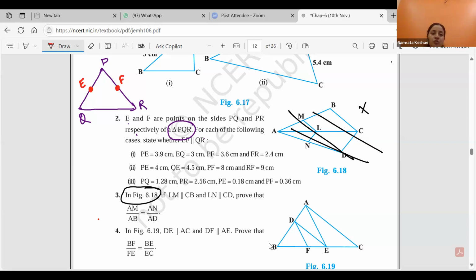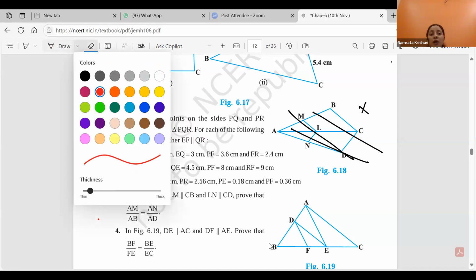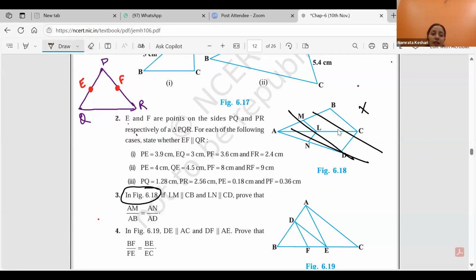For each of the following cases, state whether EF is parallel to QR. That means these two are random points, and you have to state whether it is parallel or not. And EF, we are joining them. A random point E is there and a random point F is there. We are joining them. And what is the purpose? The purpose is to prove that EF is parallel to QR.